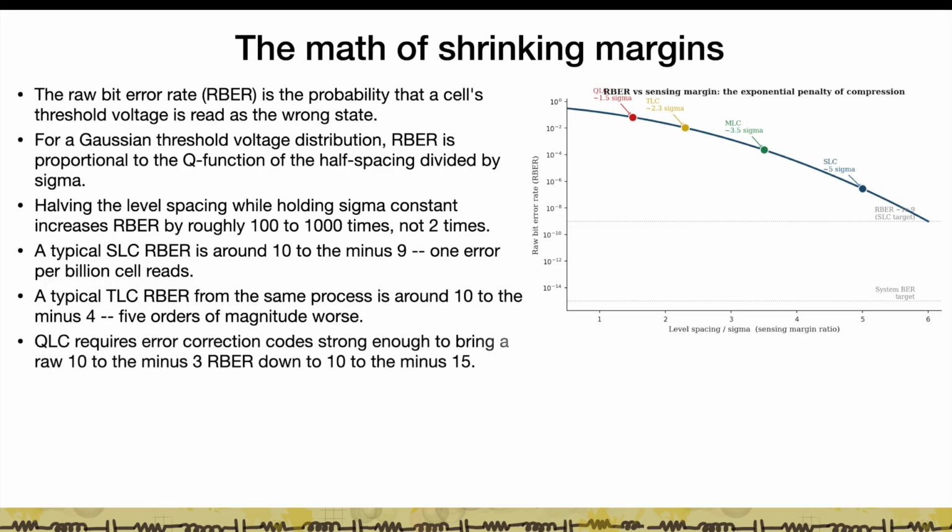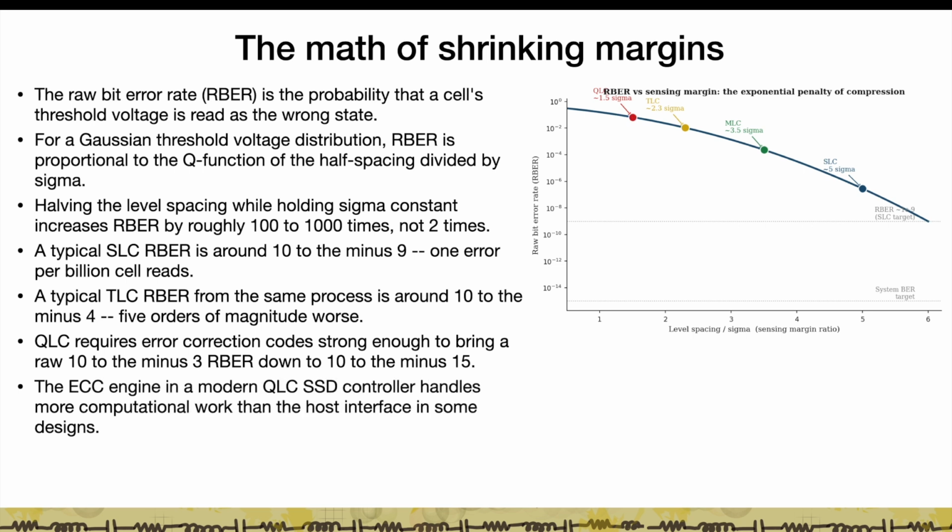The dots show where each cell type typically operates. SLC sits at roughly 5 sigma, the top left of the curve, low error rate. MLC is at 3.5 sigma, TLC at about 2.3 sigma, and QLC at roughly 1.5 sigma. Now at 1.5 sigma, the RBER is around 10 to the minus 3. 1 bit error per 1000 reads. That is completely unusable for storing data without correction.